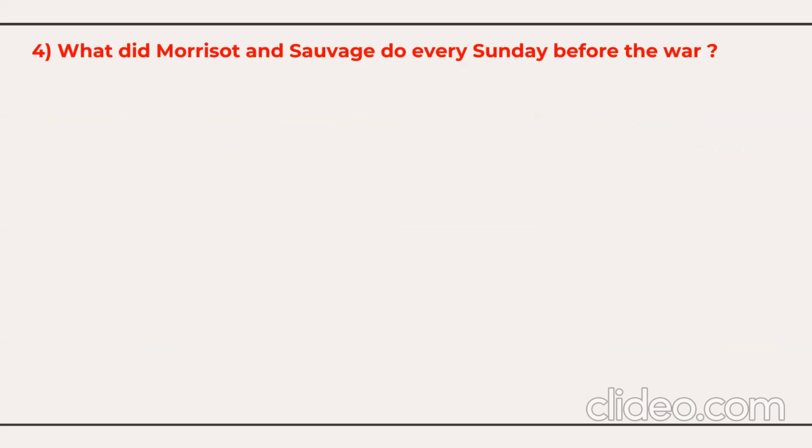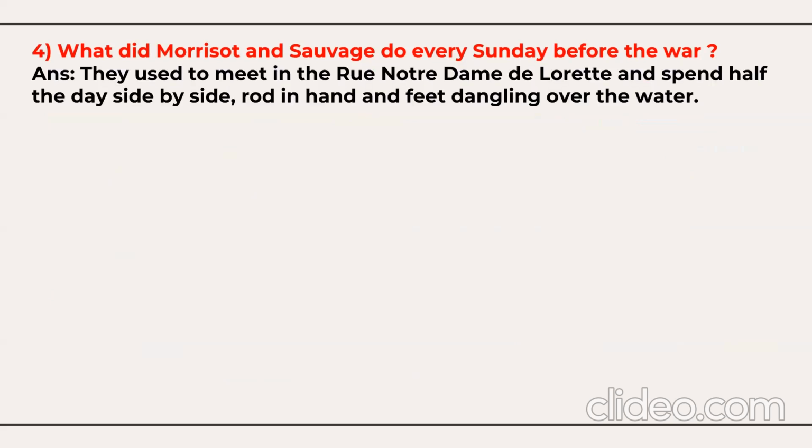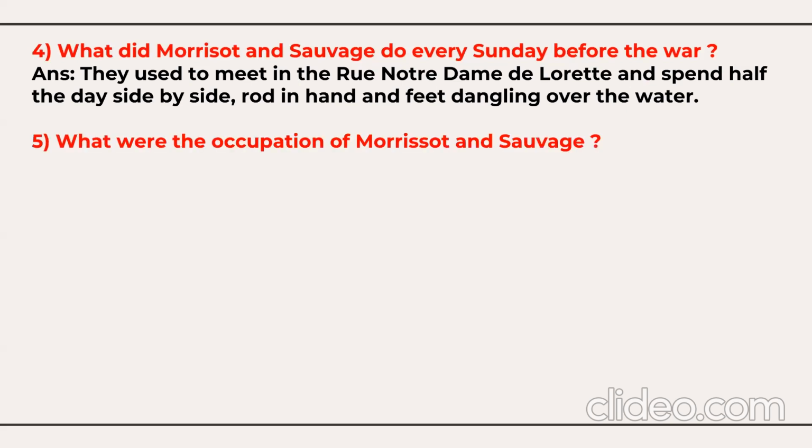What did Morisot and Sauvage do every Sunday before the war? They used to meet in the Rue Notre Dame de Lorette and spend half the day side by side, rod in hand and feet dangling over the water, fishing. What was the occupation of Morisot and Sauvage? Morisot is a watchmaker, Sauvage is a tailor.